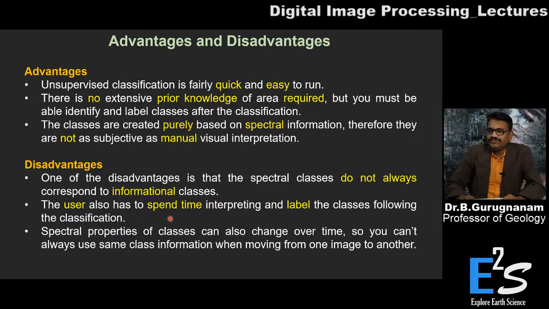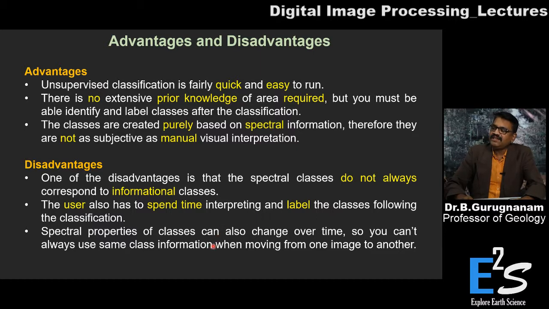The user has to spend time giving the labels. Of course, it is true. The system doesn't know such things. The system will classify the numbers alone. Now we will have to sit and see the backdrop of the FCC, or the backdrop of the geology map or topo sheet. Swipe here and there and then find.